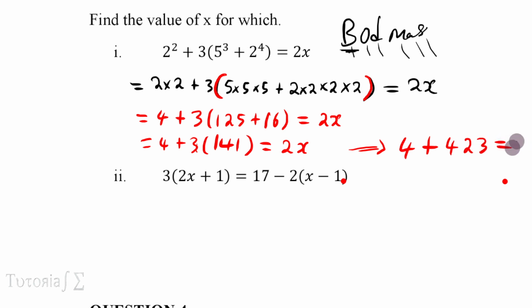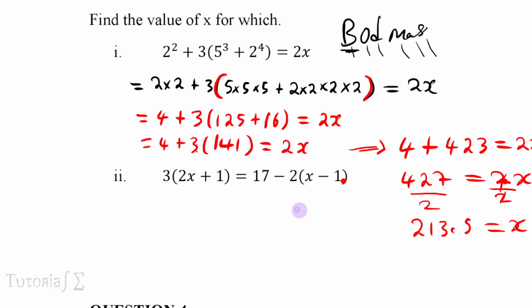423 is equal to 2x. Then we can add now. So 4 plus 423, that will give us 427 equals to 2x. And now we want to remain with the x there, so we can divide by 2, by 2, and this will give us 2.5.